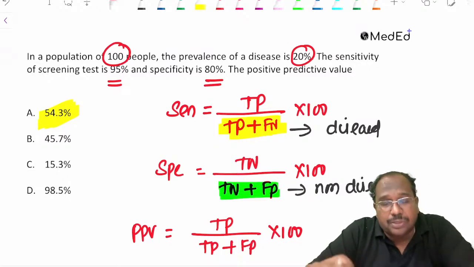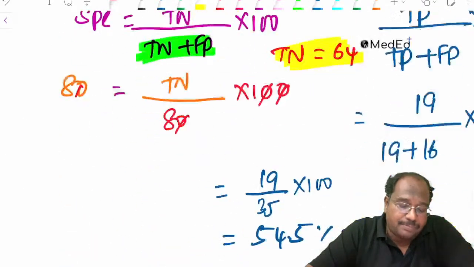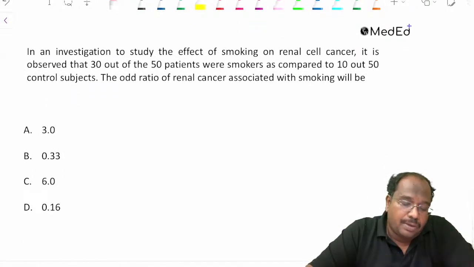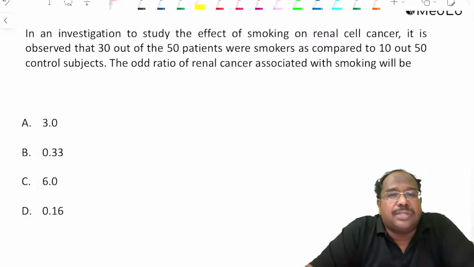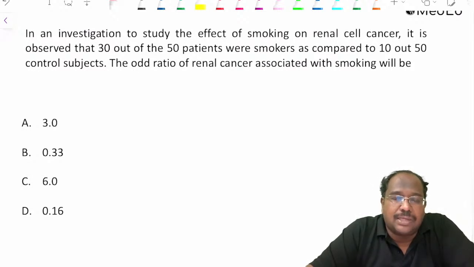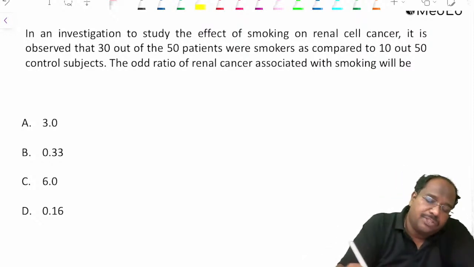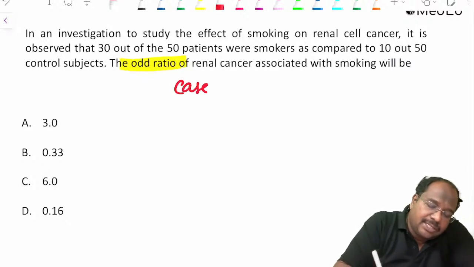The PYQs of the previous INI exam. In an investigation to study the effect of smoking on renal cell cancer, it is observed that 30 out of 50 patients were smokers as compared to 10 out of 50 control subjects. The odds ratio of renal cancer with smoking will be. What study is this? A case control study.